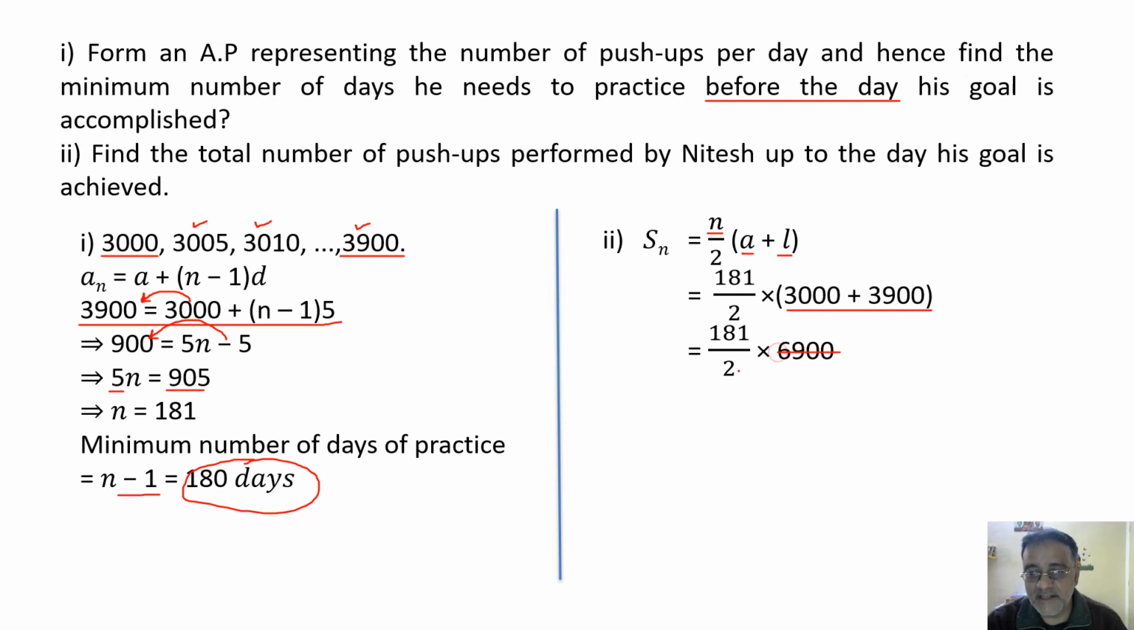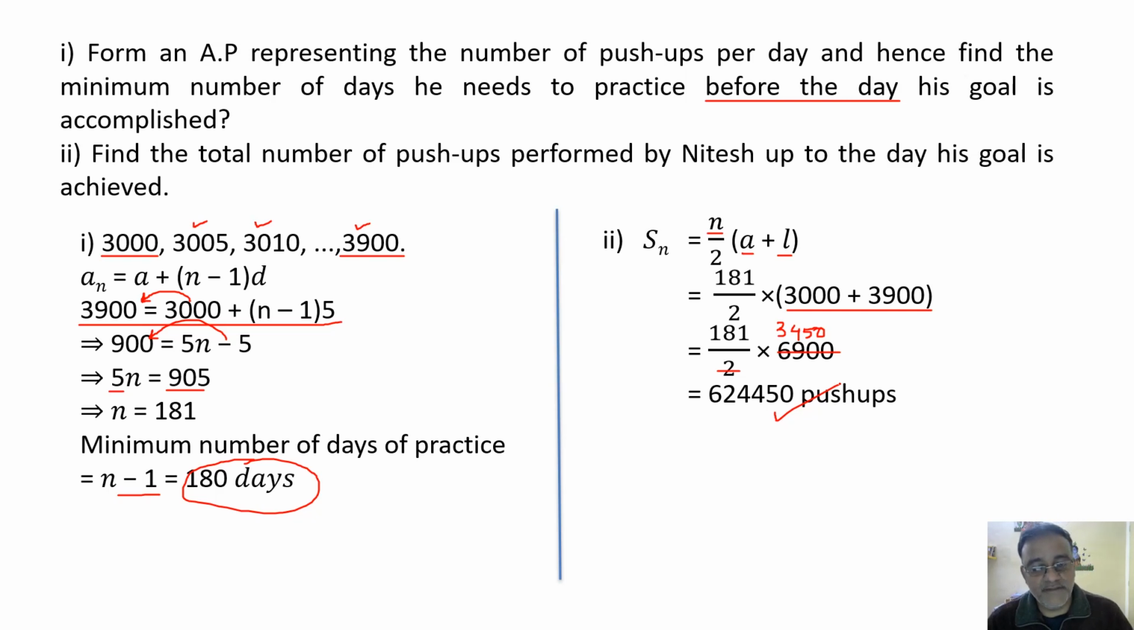So 6900 को पहले 2 से कैंसिल करो. So 3450. 3450, then multiplied with 181. So we'll get the final answer. Any doubt in this question? No, sir. Right. So this is the last question of the standard sample paper.